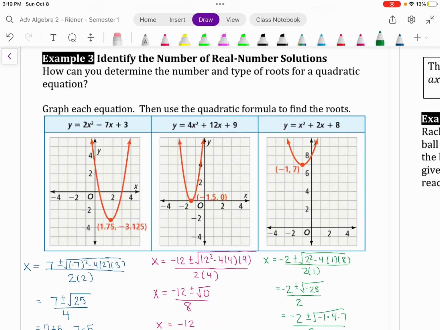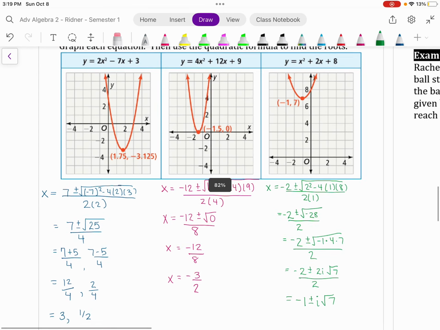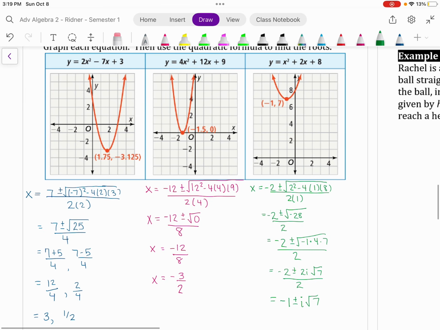Okay, for example 3, hopefully you tried the quadratic formula for all 3 of these problems as part of your practice. And as you see, I've already done the work here. I just want to talk about the types of solutions that we got for each one. So if we look down here, we got 2 real numbers, meaning no i's.